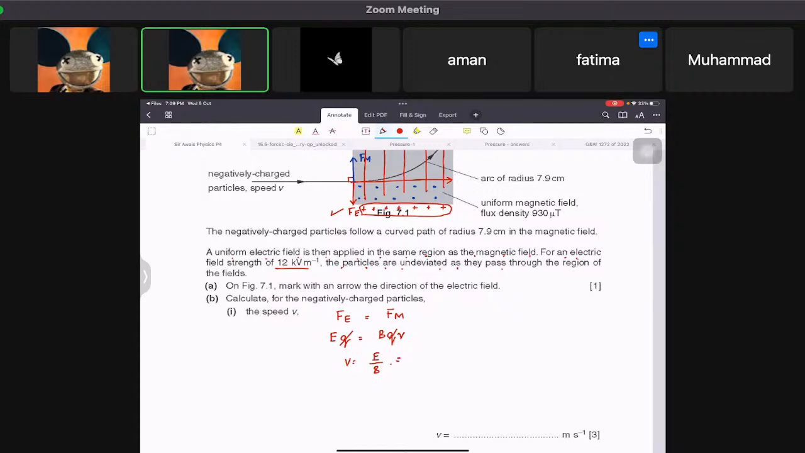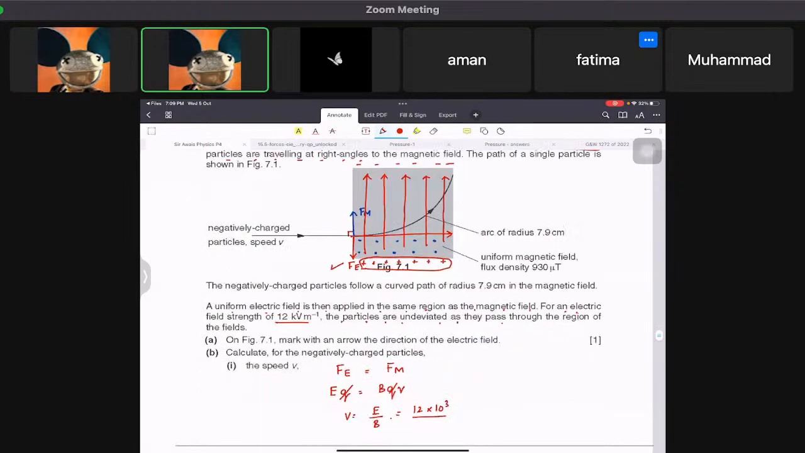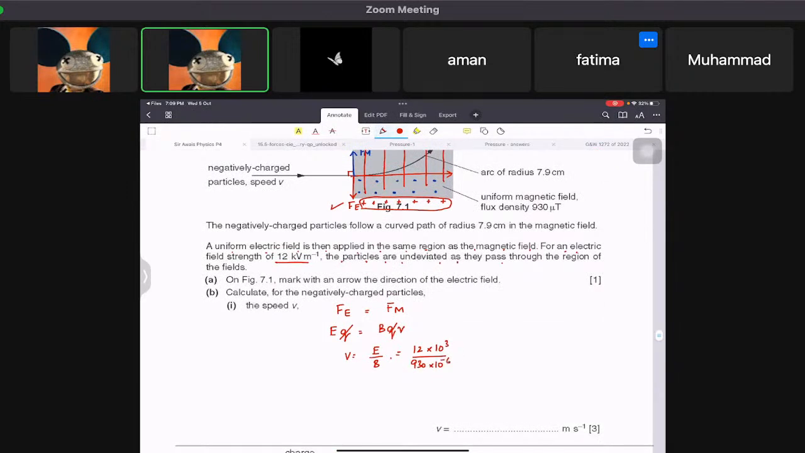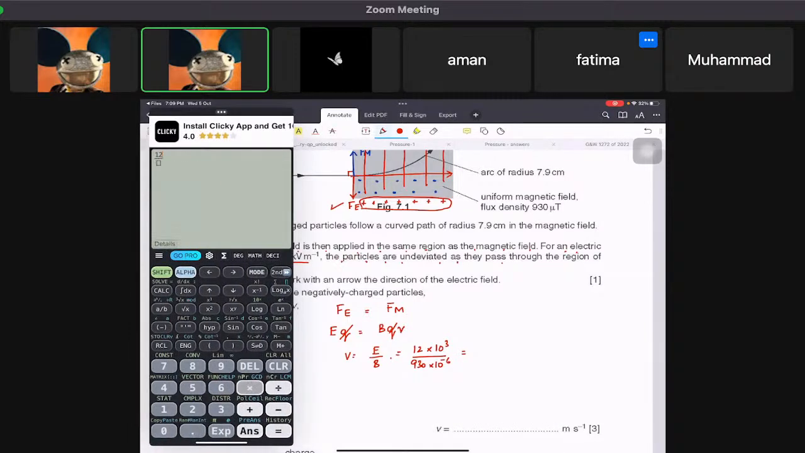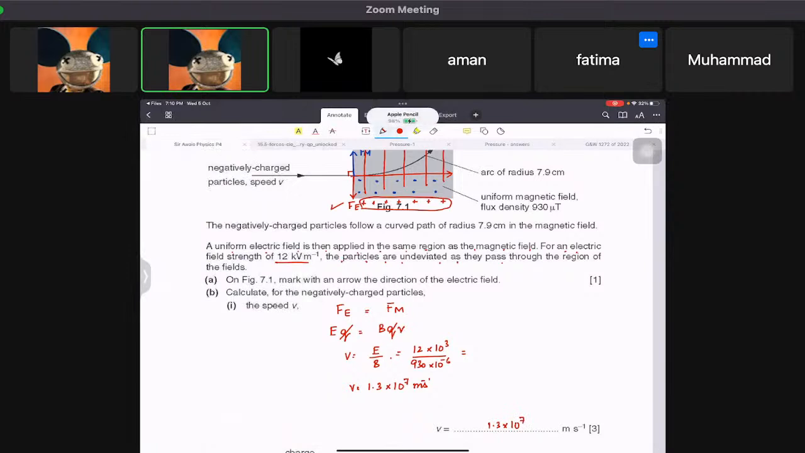Now, the electric field strength is given as 12 kilo, which is 10 raised to the power 3. And the magnetic field is 930 microtesla. 930 micro is 10 raised to minus 6. And now you can simply find the value. So it's going to be 12 times 10 raised to power 3 divided by 930 times 10 raised to power minus 6. Oh my god, that's too much speed. So it's going to be 1.3 times 10 raised to 7 meters per second. So 1.3 times 10 raised to 7. Do you understand this? Okay. Any questions now? Let me know, please.